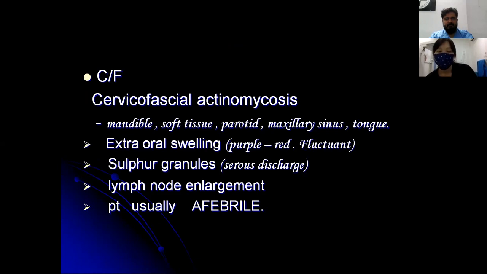Then in the clinical features of cervicofacial actinomycosis, it involves the mandible, soft tissue, parotid, maxillary sinus, and tongue. Extraoral swelling is there, purple and red, fluctuant. Then sulfur granules: the serous discharge which is coming out will contain sulfur granules. There is lymph node enlargement. Patient usually is not febrile, the patient is afebrile.